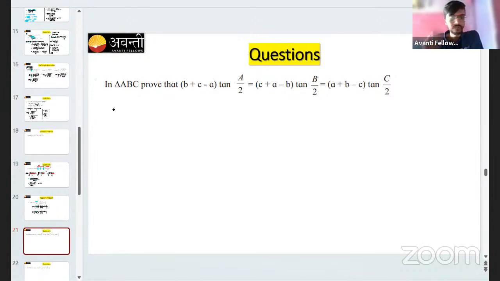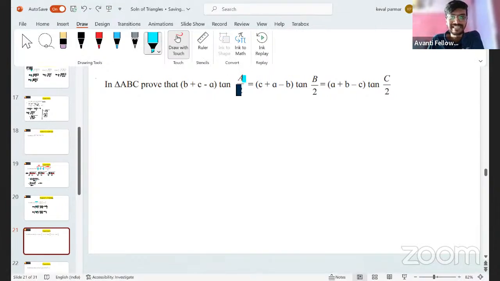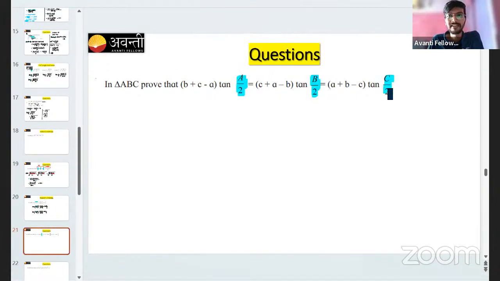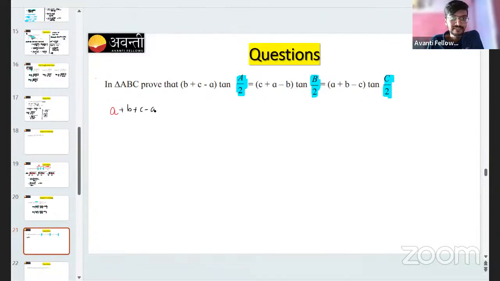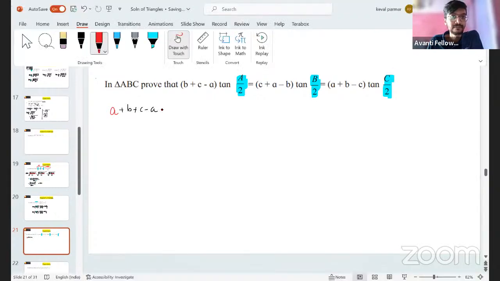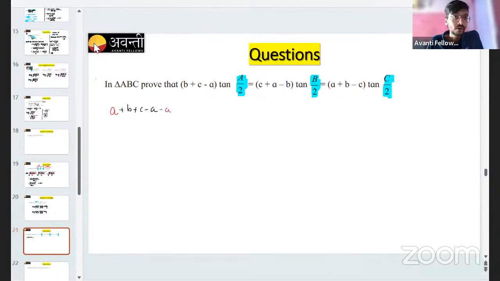Let's simplify this. So see what I am doing: first, tan A by 2 is a half angle, so I'll use the half angle formula, right? By now it should have clicked. A by 2, B by 2, C by 2. So everywhere I have to use the half angle formula. And here I am doing a very interesting thing. I'll add A plus B plus C minus A, and I'll subtract A. Why did I do this? Because here I got A plus B plus C. And what is A plus B plus C? It is the perimeter, which is 2S.